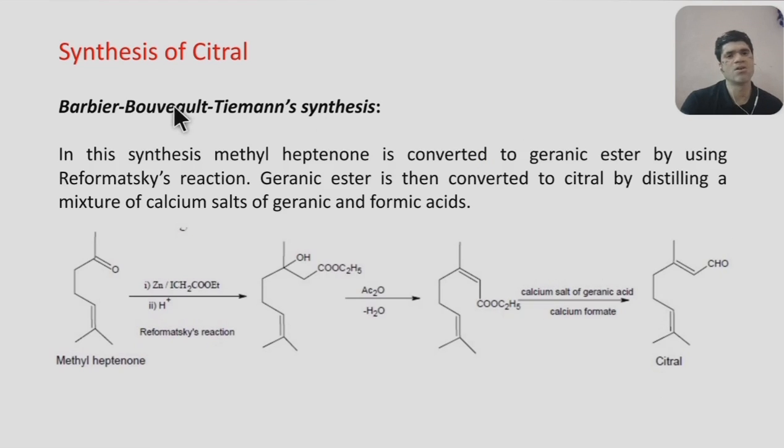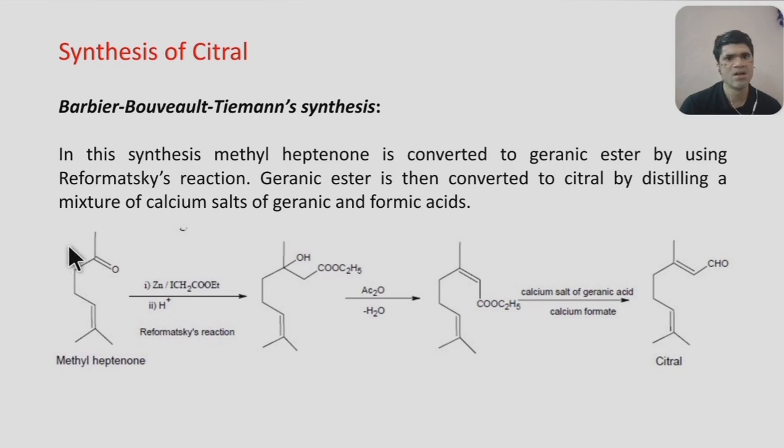Synthesis of citral. Citral is synthesized by using the Barbier-Bouveault-Tiemann synthesis. In this method, methyl heptenone is converted to geranic ester by using the Reformatsky reaction. Geranic ester is then converted to citral by distilling a mixture of calcium salts of geranic acid and formic acid.